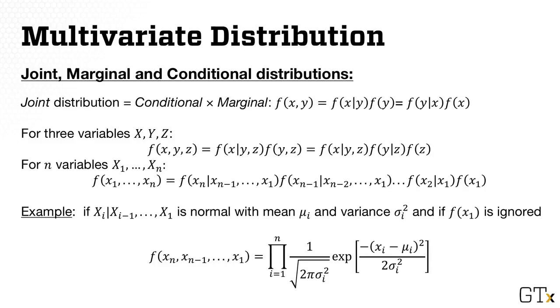For example, if the conditional distribution of xi given xi minus 1 to x1 has a normal distribution with mean mu i and variance sigma i squared, and if we ignore the marginal of x1, then the joint distribution of x1 to xn is as on the slide. This particular derivation will come up in some of the models in this course.